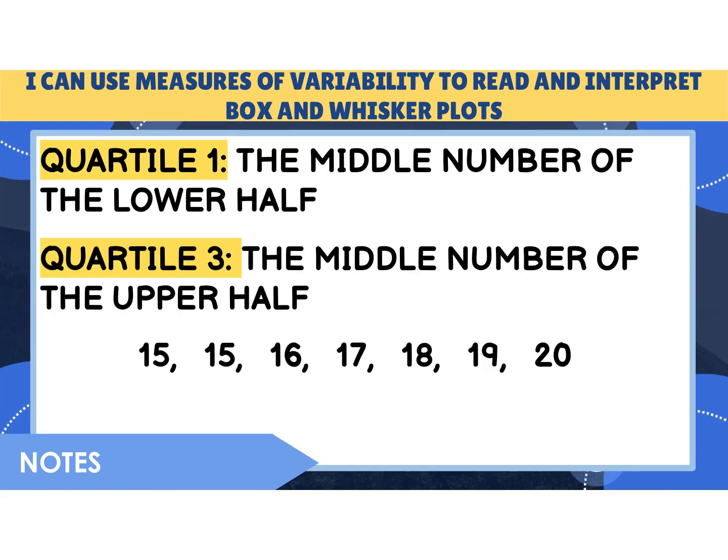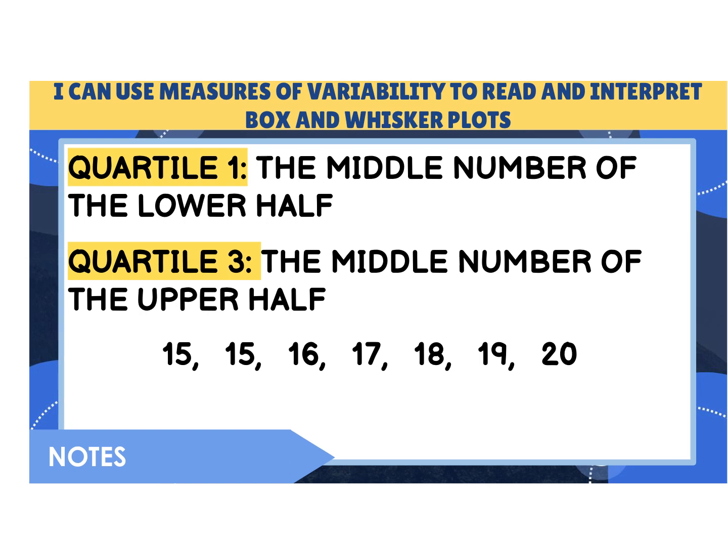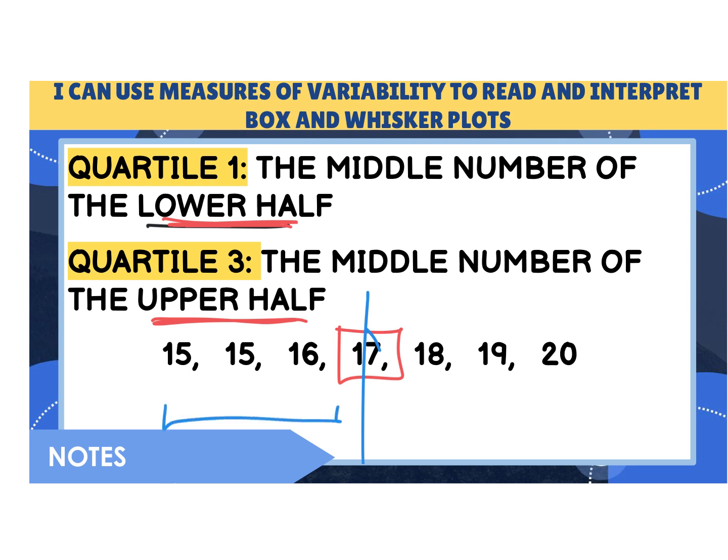Now, quartile 1 and quartile 3. Quartile 1 is the middle number of the lower half, and quartile 3 is the middle number of the upper half. So we just found out that 17 was our median, right? If we cross off one on each side, we're left with 17. We're going to draw a line down that middle number, and now we have two halves. We have the bottom half, and we have the upper half.